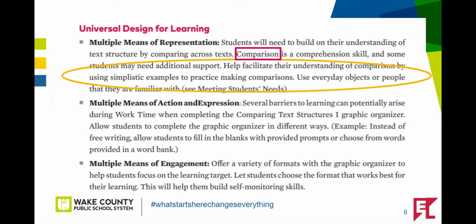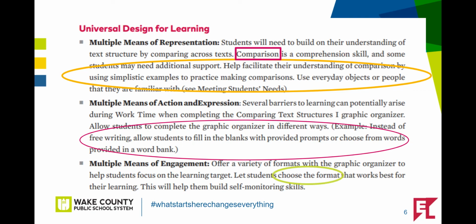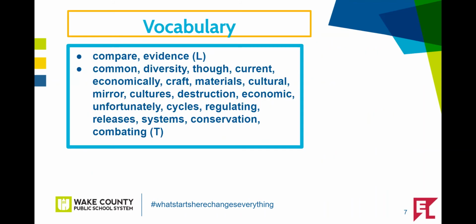The Universal Design for Learning provides strategies for teaching different students in the way that they learn. Students will need to build on their understanding of text structure by comparing across text. Help facilitate their understanding of comparison by using simplistic examples. Use everyday objects or people they are familiar with. Allow students to complete the graphic organizer in different ways. Maybe allow them to fill in the blanks with the provided prompts or choose from words provided in a word bank. Offer a variety of formats with the graphic organizer to help students focus on the learning target.